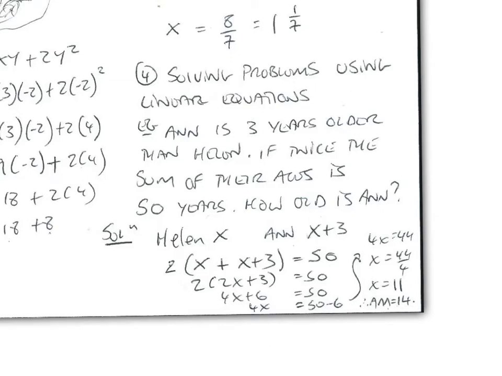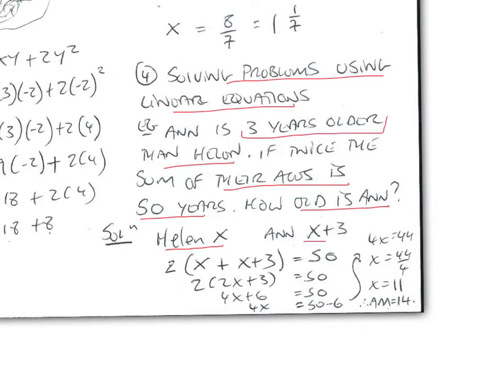Now, let's look at solving problems using linear equations like the one above, but we have to generate the linear equation first. So here's an example. Anne is 3 years older than Helen. If twice the sum of their ages is 50 years, how old is Anne? Well, let's say that Helen is X years old and Anne is 3 years older. So Anne is X plus 3, that's her age.